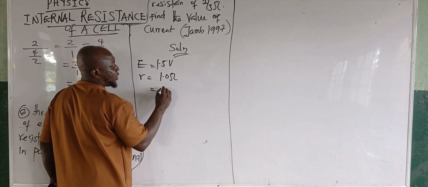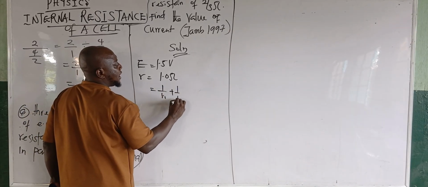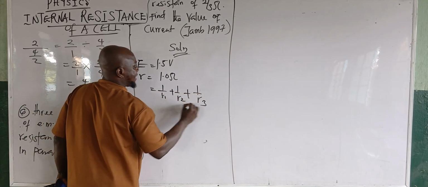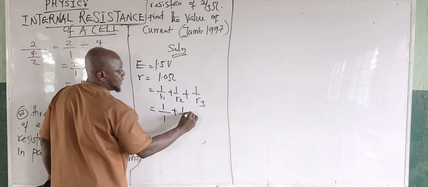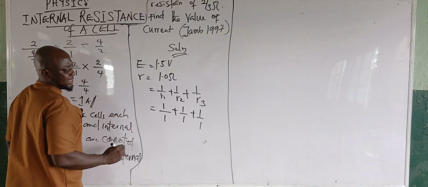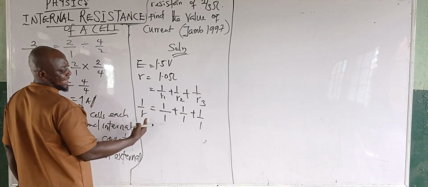You are going to use this formula because it's 3. You are going to use R1, R2, R3. So that will give us 1 over what? 1 plus 1 plus 1 here. Am I correct here? Remember, we have this. It's like this. This is the formula.